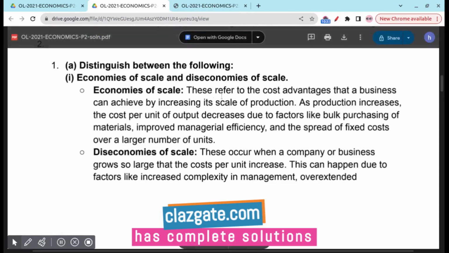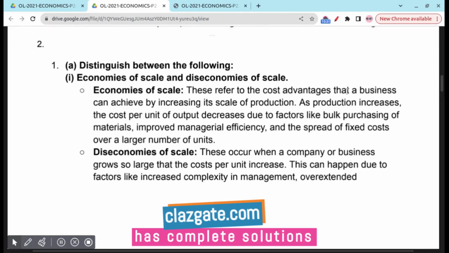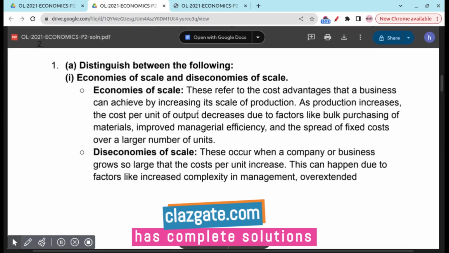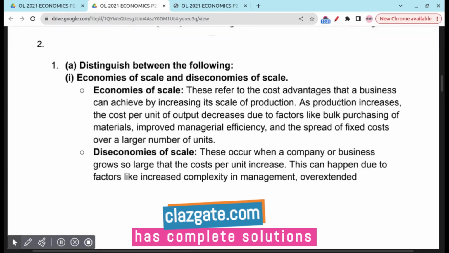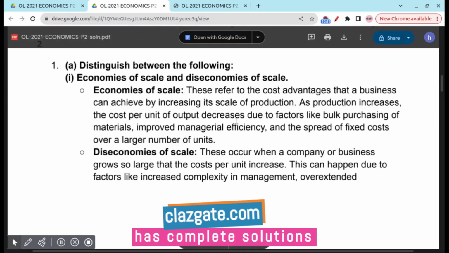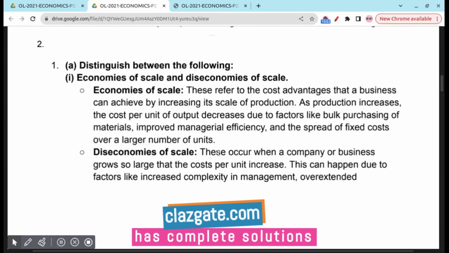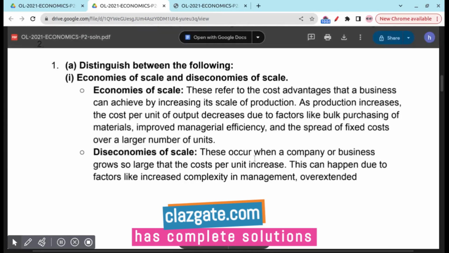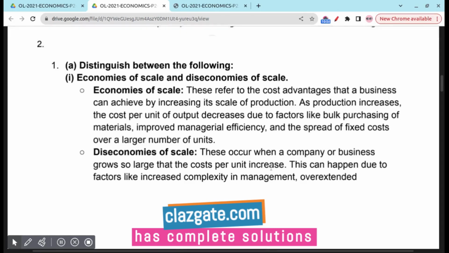So economies of scale refers to the cost advantage that a business can achieve by increasing its scale of production. As production increases, the cost per unit of output decreases due to factors like bulk purchasing of materials, managerial efficiency, and the spread of fixed costs over a large number of units. And then diseconomies of scale can occur when a company grows so large that the cost per unit increases.